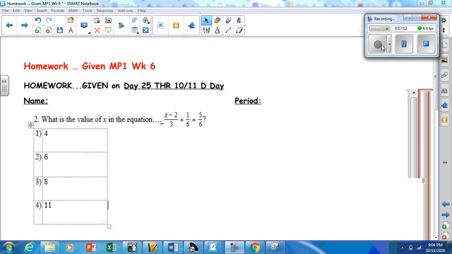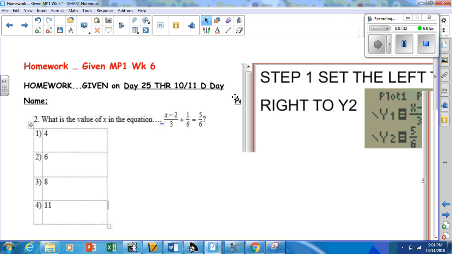Moving on, let's consider the problem from day 25, Thursday. Now we've gone back from our decimals to fractions. So how do you think we're going to do this, guys? You probably guessed it. We're going to use our graphing calculator. On the left side of the calculator, let's set that equal to y1. On the right side, let's set that equal to y2. Voila.